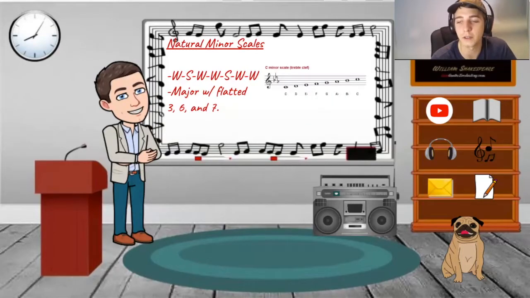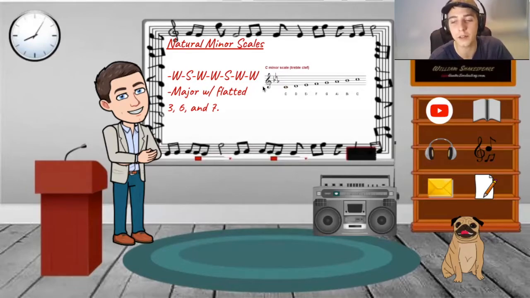So let's start with natural minor scales. These are the quintessential minor scale that you'll need to know to learn the other ones. The order of whole steps and half steps goes like this: whole, half, whole, whole, half, whole, whole. The same way we did with our major scale, we can plug any note into the beginning of that and follow that order of whole steps and half steps, and we'll get our natural minor scale.